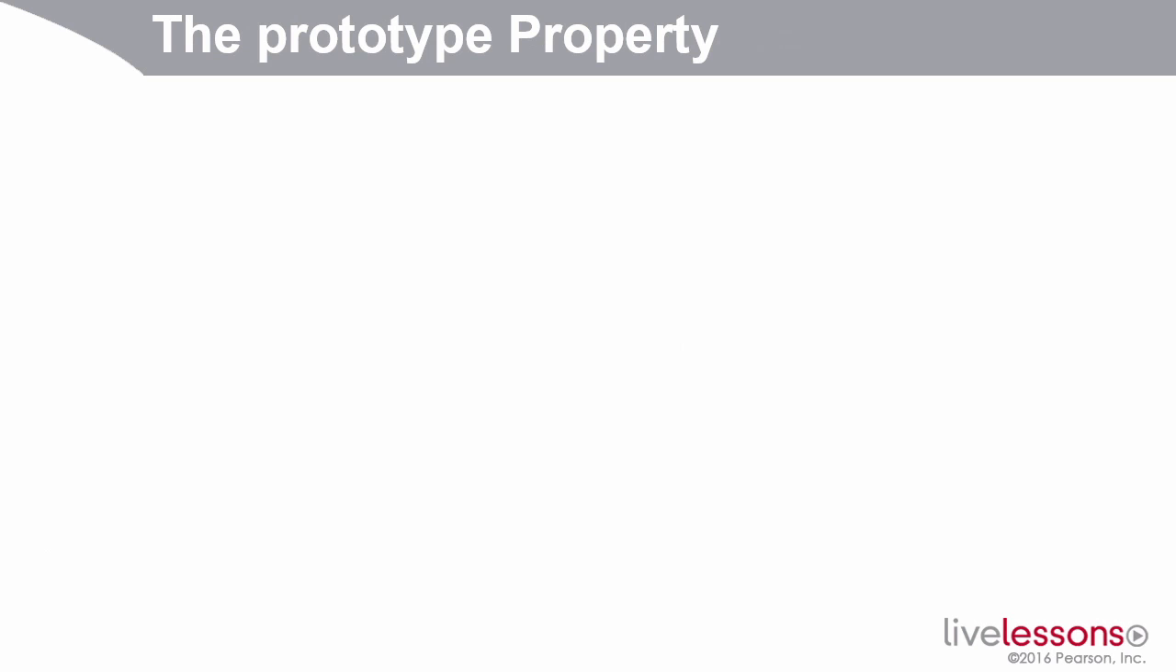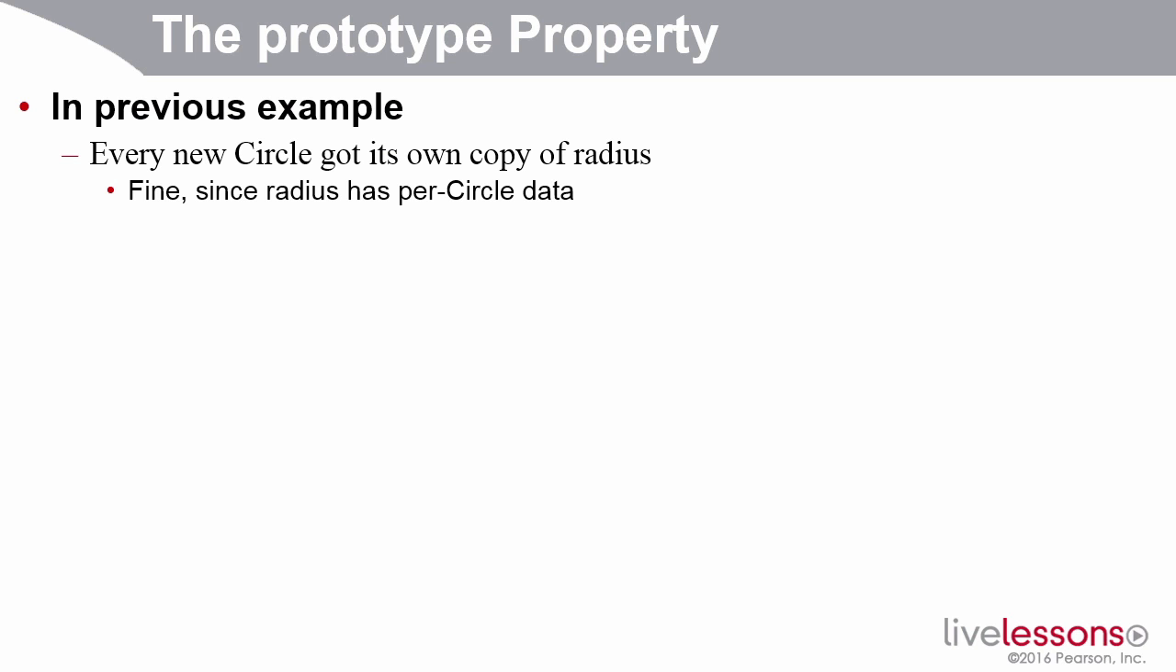Okay, the previous version of the circle class was not bad, but it was a little bit inefficient. Because in that example, every new circle had its own individual copy in memory of the radius. All right, well that's fine, because each circle could potentially have a different radius. So it makes sense that each time you make a circle, it has a separate radius. If you change the radius of one circle, it doesn't change the radius of a different circle.